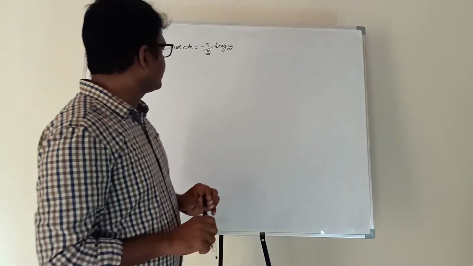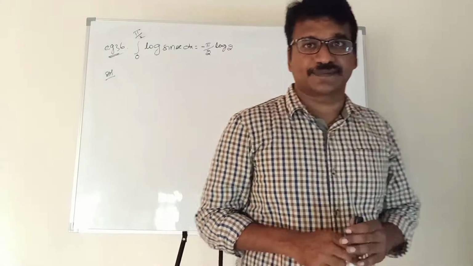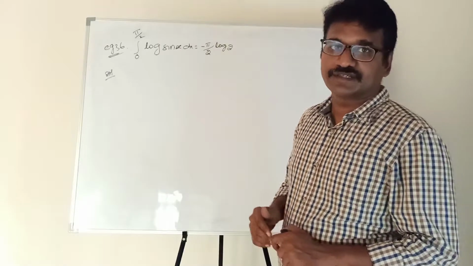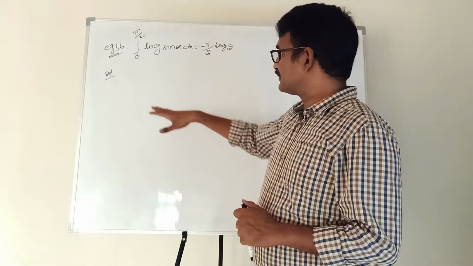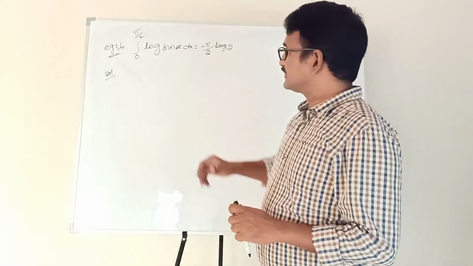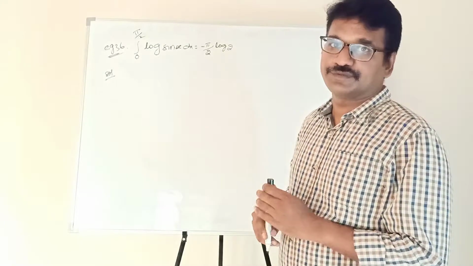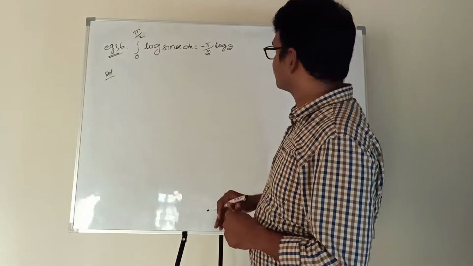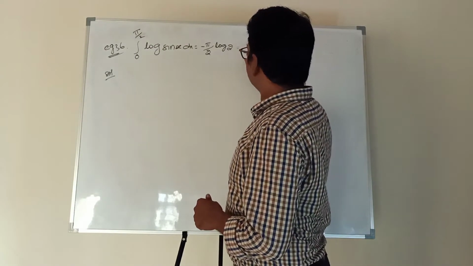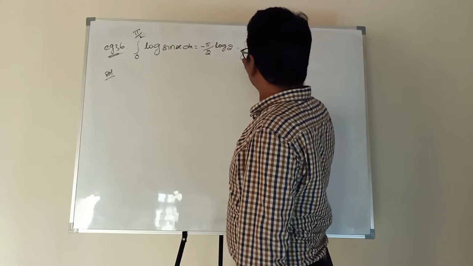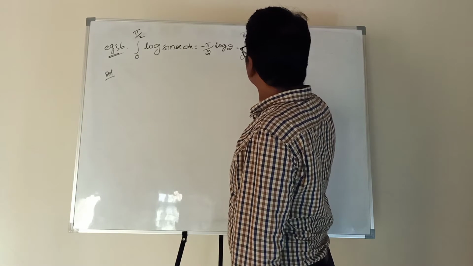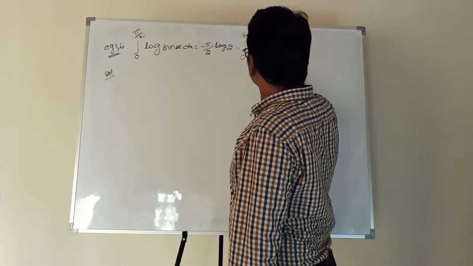Integration from 0 to pi by 2 of log sin x dx is equal to minus pi by 2 log 2. This is the most important concept for competitive exams. So this result we will use in so many competitive problems. Integration of 0 to pi by 2 log sin x dx is equal to minus pi by 2 log 2. Same value we get for integration of 0 to pi by 2 log cos x dx also.